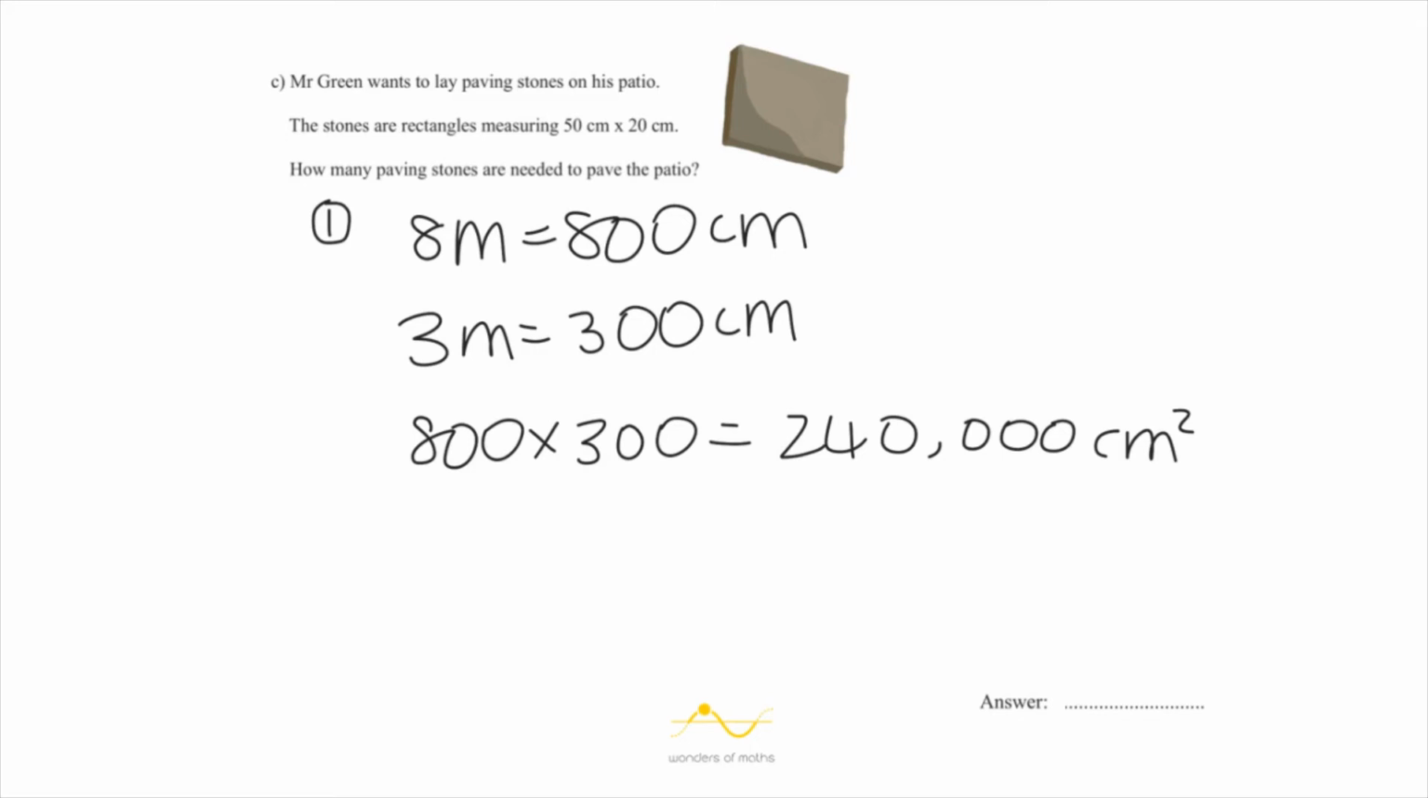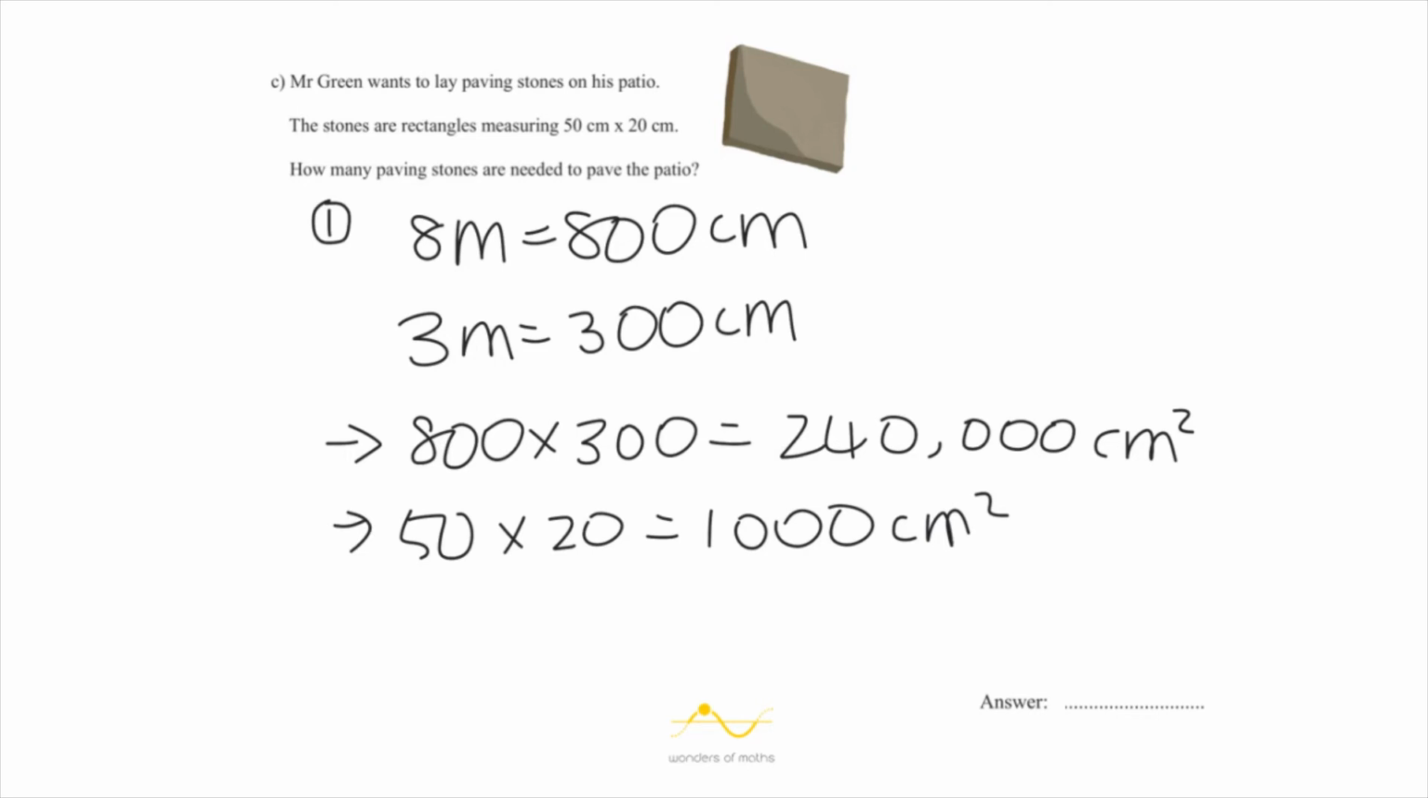Now find the area of each stone, which is 50 times 20, giving you 1,000 centimetres squared. Now divide the area of the patio by the area of the paving stones. This gives you 240, which is your final answer.